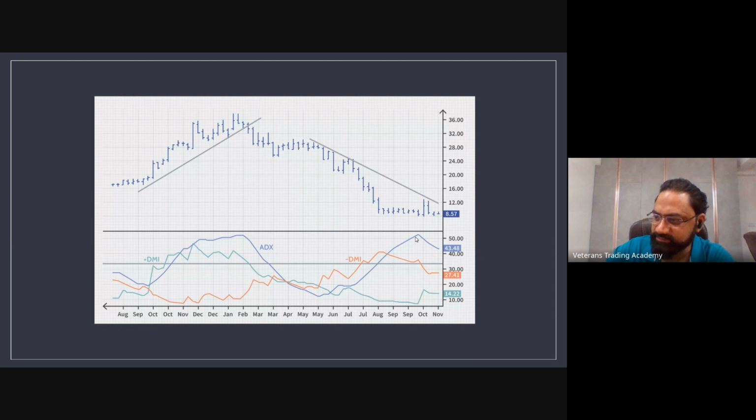So as I covered earlier, ADX gives just the momentum, not the direction. It doesn't tell you the direction of trend. It just tells you whether that trend is there or not.